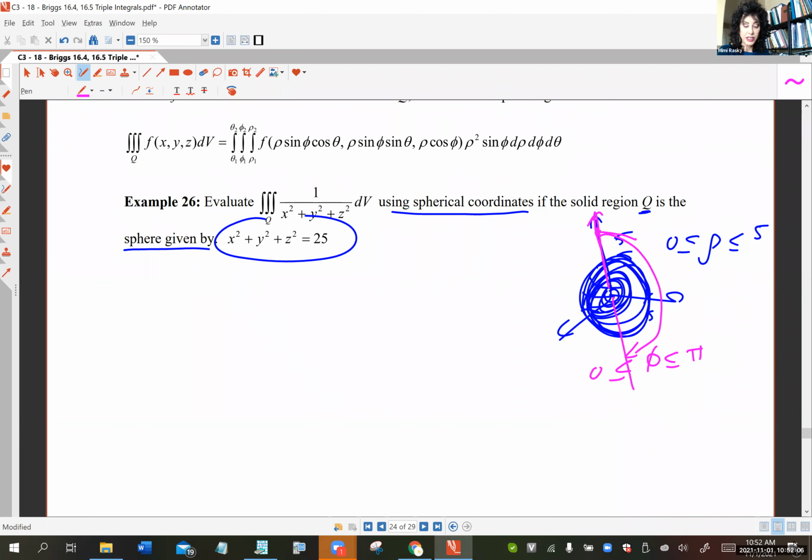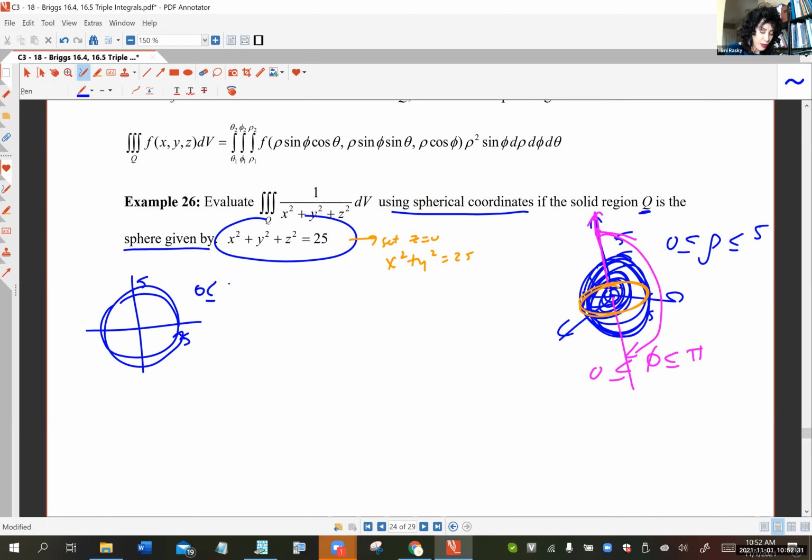Now, what's theta doing? If you look at what the sphere is doing in the xy plane, and you can also do this by setting z equal to 0 to see what's going on, the trace it makes in the xy plane gives you the equation x squared plus y squared equals 25, and the trace is just a circle centered at the origin of radius 5. So what's theta doing? Well, theta is just going the full revolution, 0 to 2 pi. Yay!